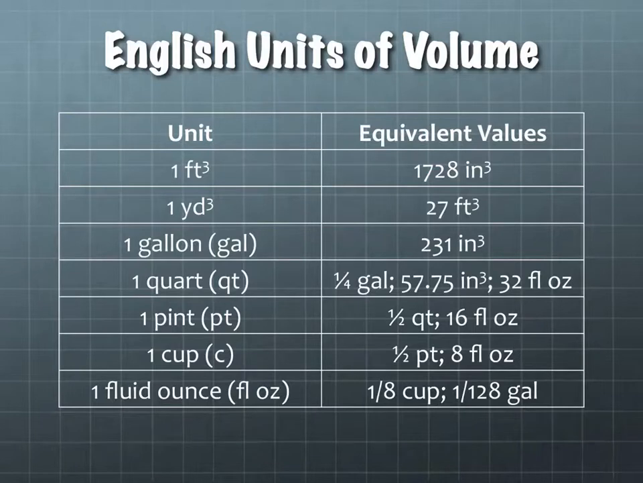We can multiply the 3 feet in a yard out 3 times to get the 27 cubic feet. And then there's some ones down here that maybe you wouldn't have expected or wouldn't have known. A gallon would be 231 cubic inches, and then a quart, a pint, a cup, a fluid ounce, these sorts of things.